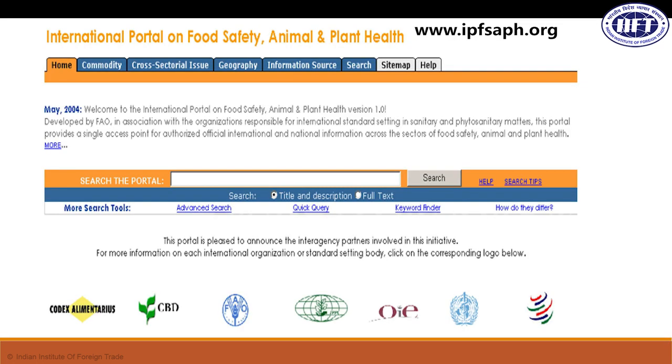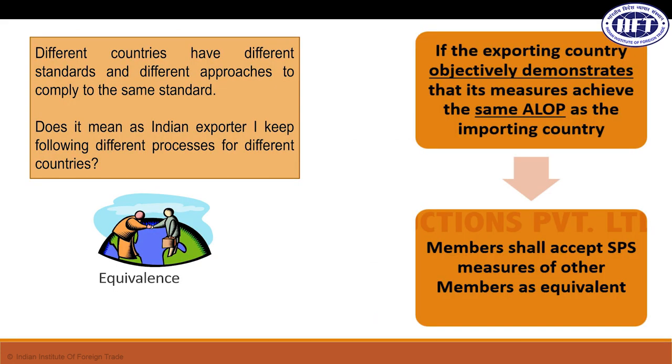Apart from that, another data source where you can find the international quality standard for agricultural products is the International Portal on Food Safety, Animal and Plant Health. The website address is given, and now comes a very interesting process. You get to know the standard. Suppose you have a particular standard of fruit fly infestation of mangoes in Australia. There are local companies in Australia who also use the same standard, but different countries have different standards, and you obviously have to know and comply with that standard.